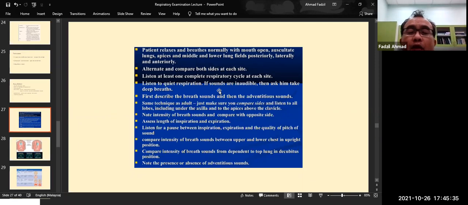If not audible, you ask them to take a deep breath. If you cannot hear, you can ask them to take a deep breath. You listen to the breath sound, the breathing movement first, and then you listen to the additional sound, and then you have to compare both sides. You compare up and down. You compare left versus right side, and try to listen between the inspiratory and the expiratory.